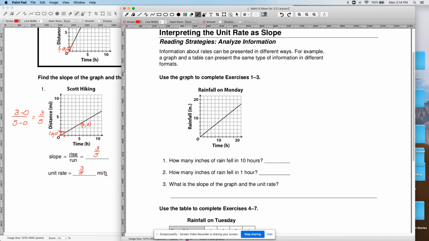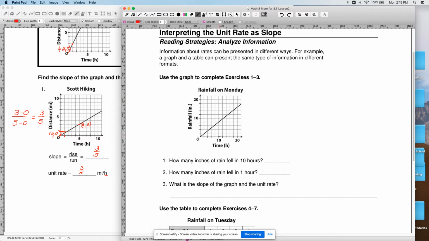So they want us to use the graph to complete exercises 1 through 3. The top part is going to be the graph, the bottom part is going to be the table. And the graph is talking about rainfall on Monday. So the rain fell for several hours and it was tracked. Along these 20 hours, here's the number of inches the rain fell. And the question is, how many inches of rain fell in 10 hours?